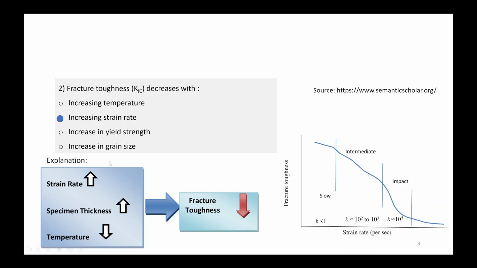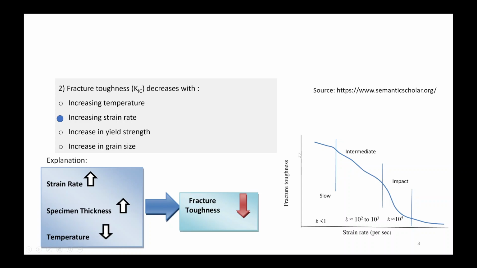These are various parameters which affect fracture toughness. If we increase the strain rate of loading, it leads to a decrease in fracture toughness, so this will be your answer. In the case of specimen thickness, if we increase it, fracture toughness will also decrease. And if we decrease the temperature, fracture toughness will also decrease.